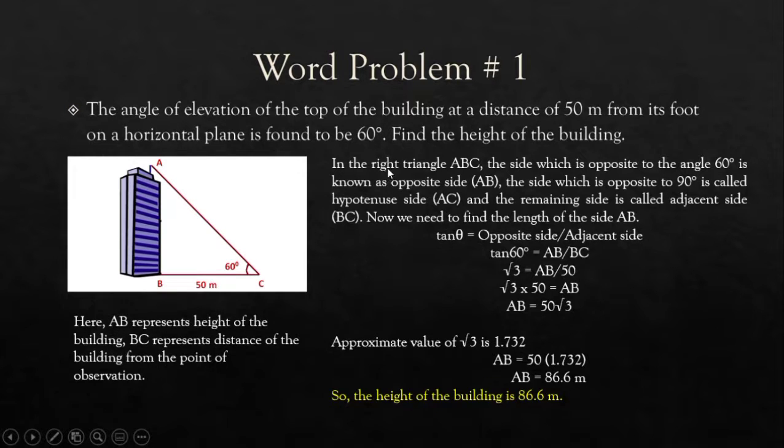In the right triangle ABC, the side which is opposite to the angle 60 degrees is known as the opposite side, which is AB. The side which is opposite to 90 degrees is called the hypotenuse side, which is AC. And the remaining side is called the adjacent side, which is BC. Now we need to find the length of the side AB.